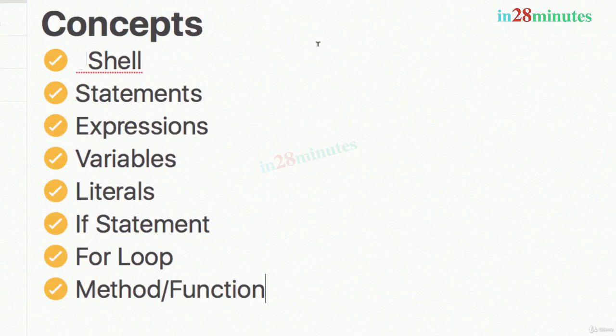Here are some of the important concepts that we would be using to solve this specific problem. We would learn about what is a statement, expression, we would learn about variables, and we would also learn about if statement, for loop, methods, or functions. So those are all the concepts that you would learn while we are attempting to solve the multiplication table problem.